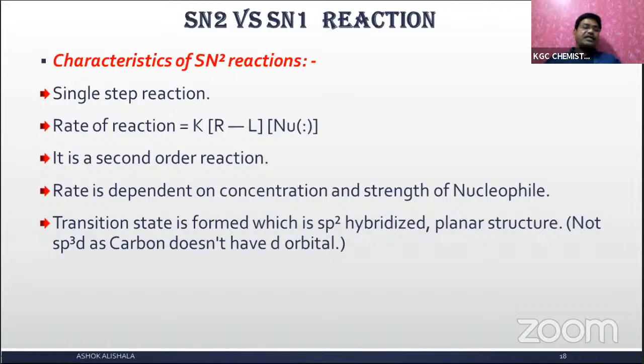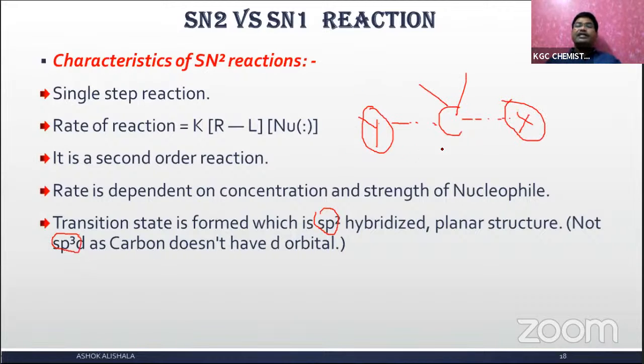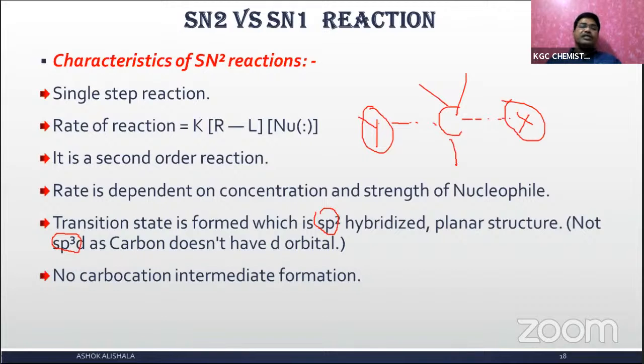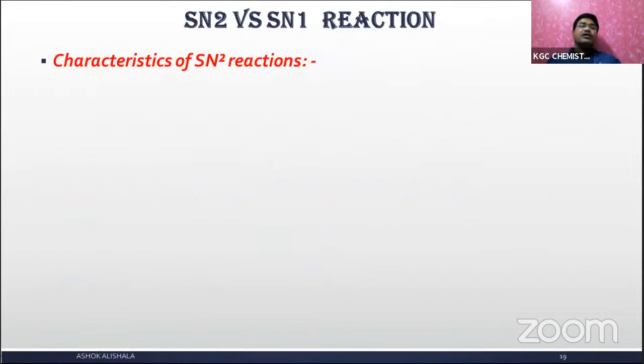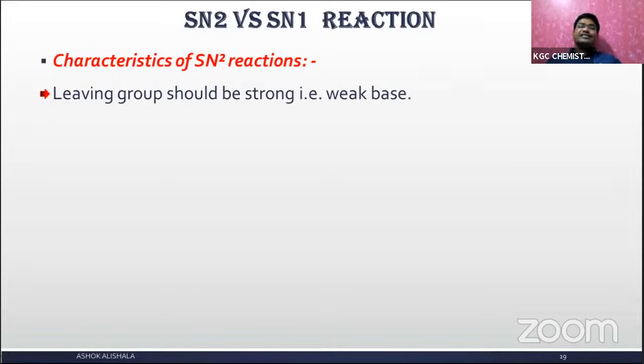And here not sp3d, you remember, because the transition state contains 5 bonds, but don't say that it is sp3d hybridized. It is only sp2 hybridized because for the 2 bonds where the entering and leaving group are present, only pure p orbitals are involved, no hybridized orbitals. That's why this is not sp3d hybridized, even though the transition state has 5 bonds. No carbocation intermediate is formed. Leaving group should be good, that is a weak base.